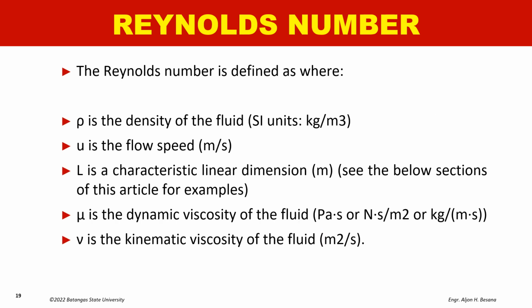Okay? Then, Reynolds number is defined where rho is the density of the fluid in kilogram per meter cubed. V is the fluid speed or flow speed in meters per second. L is the characteristic linear dimension, or simply it is also the diameter most of the time. Mu is the dynamic viscosity of the fluid in Pascal second, Newton second per meter squared, or kilogram per meter second. Then V is the kinematic viscosity of the fluid in meters squared per second.